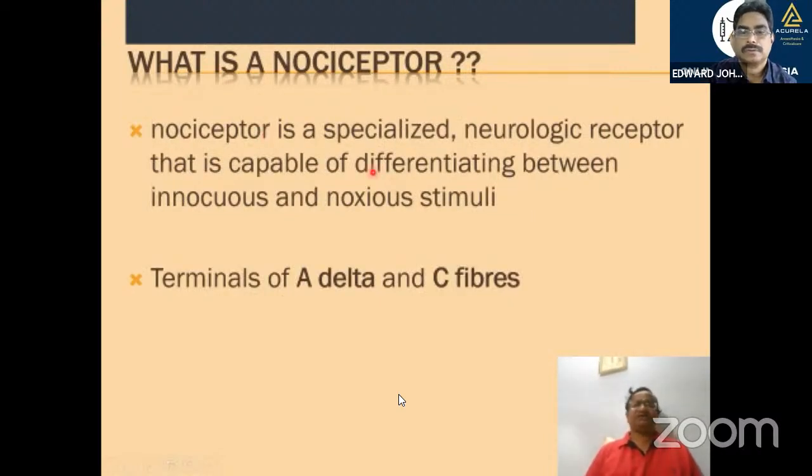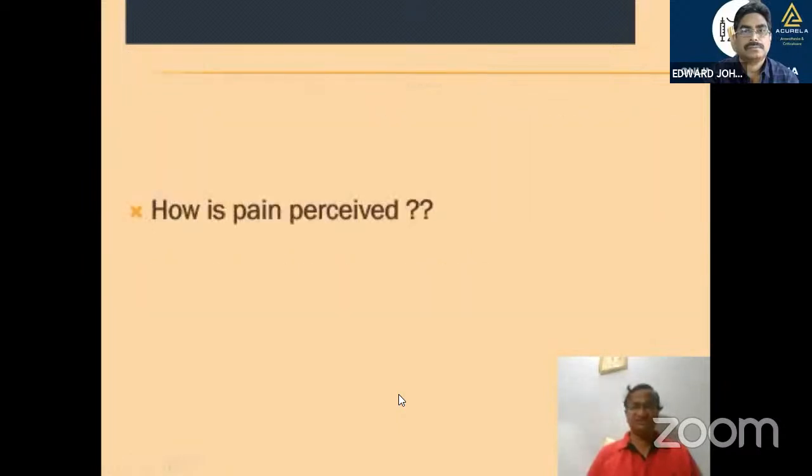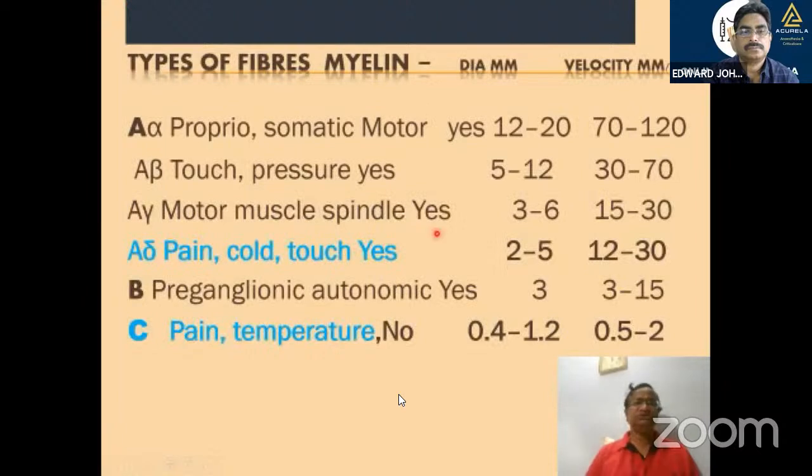A nociceptor is a specialized neurological receptor capable of differentiating between noxious and non-noxious stimulus. What we have is A delta and C fibers. Now, how is pain perceived? We know A delta fibers and C fibers. This one is myelinated, this one is unmyelinated, and this is the diameter we can see here. This is for the first pain and this is for the second pain.